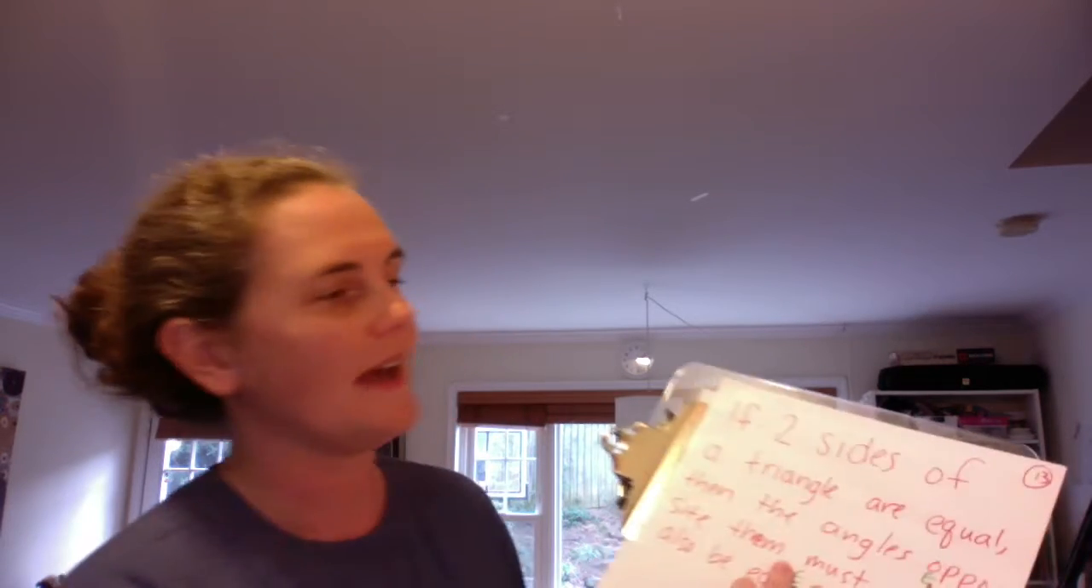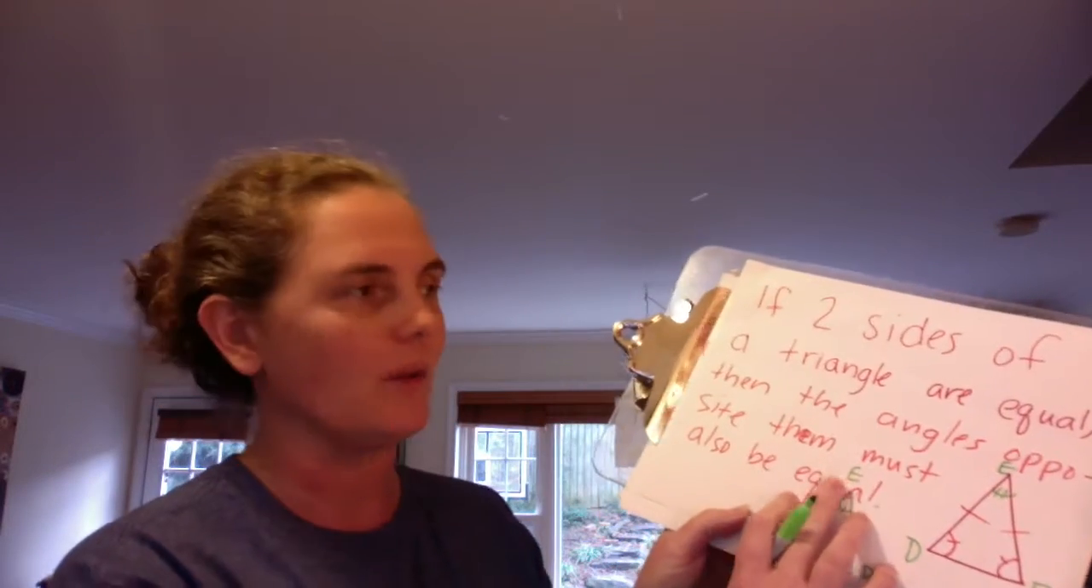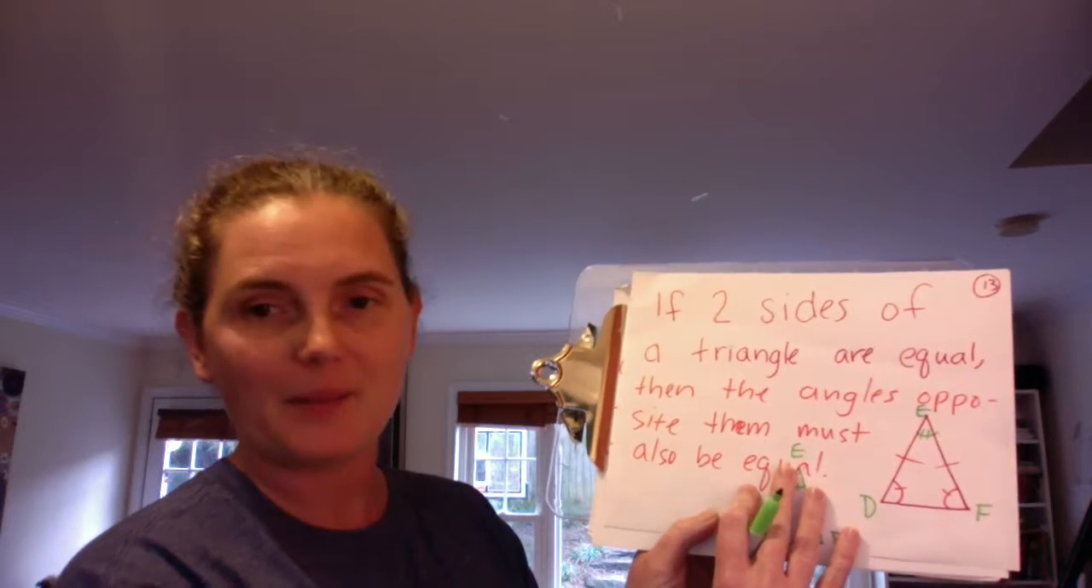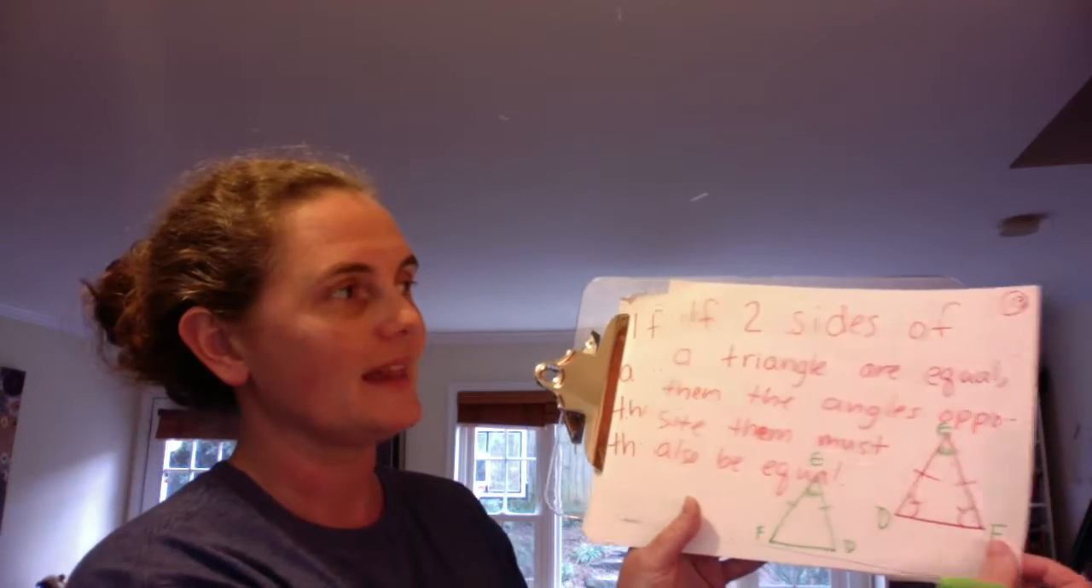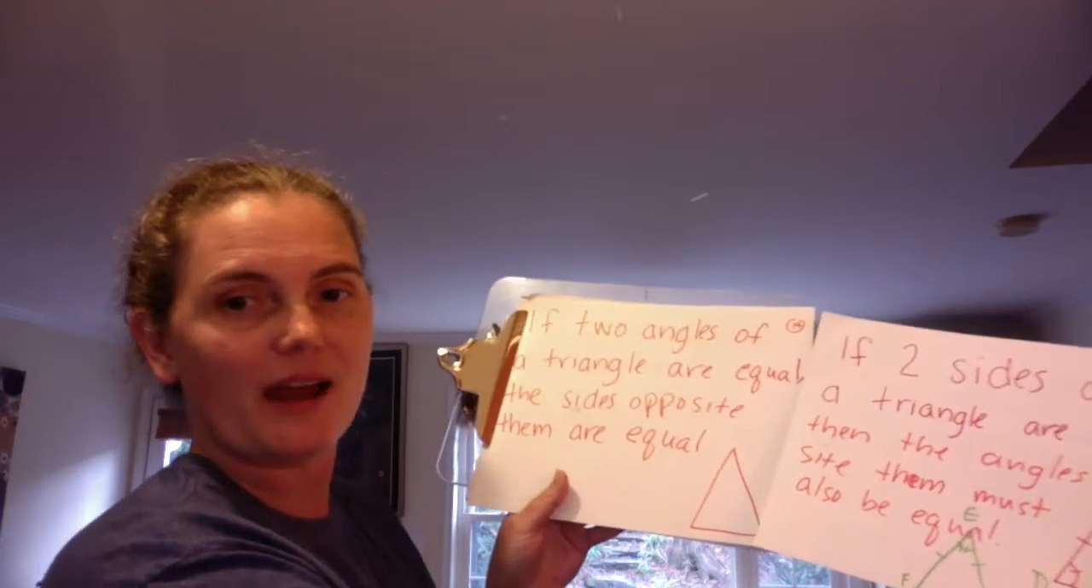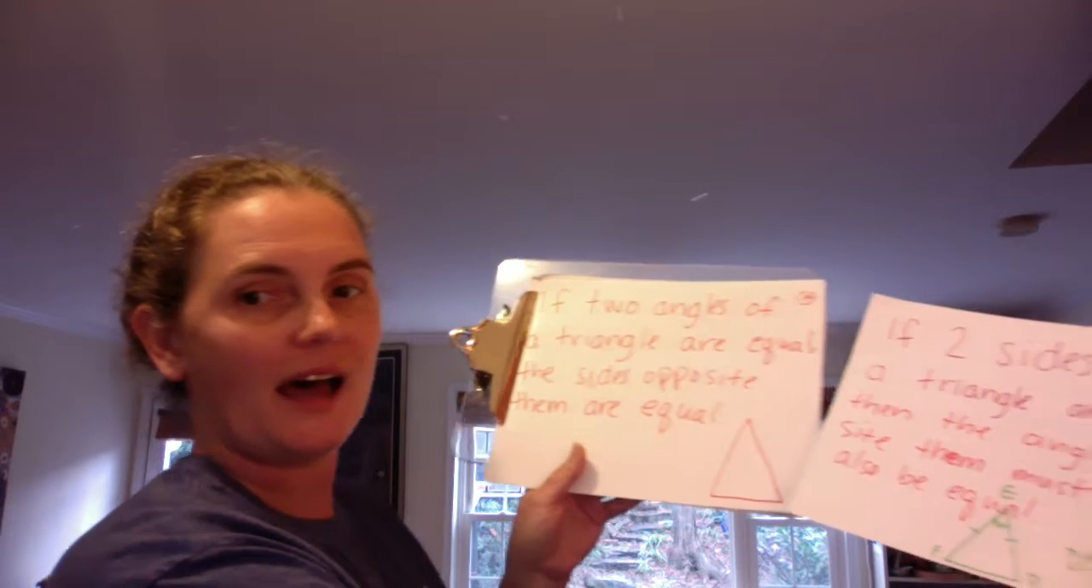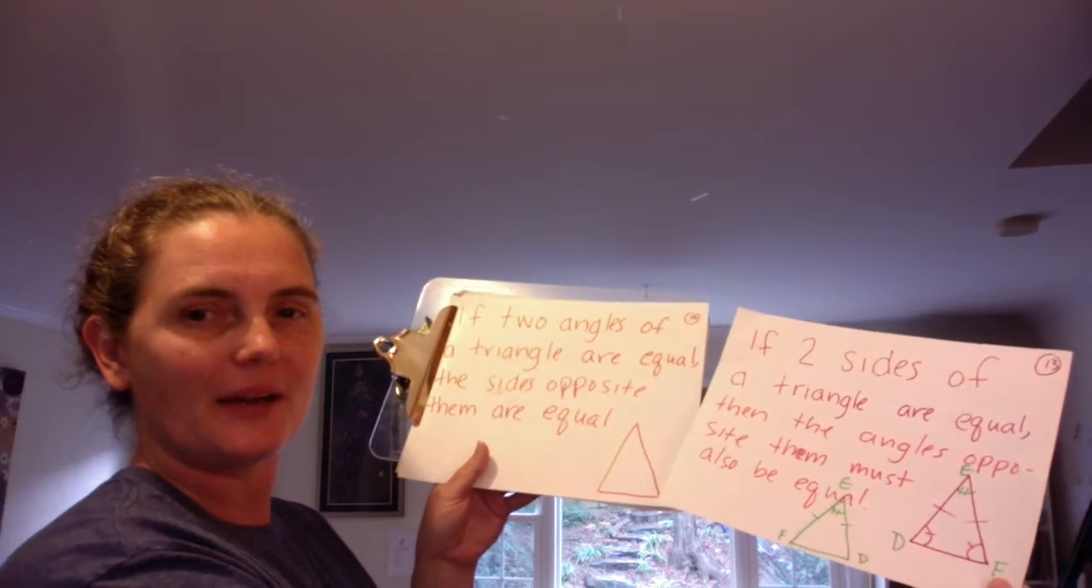Okay, so that was the first theorem and the first corollary in the section. There's another theorem and another corollary, and the crazy thing is, this next theorem is actually, here, let's look at it. The first theorem we learned: if two sides of a triangle are equal, then the angles opposite them must be equal. This one is: if two angles of a triangle are equal, then the sides opposite them are equal.